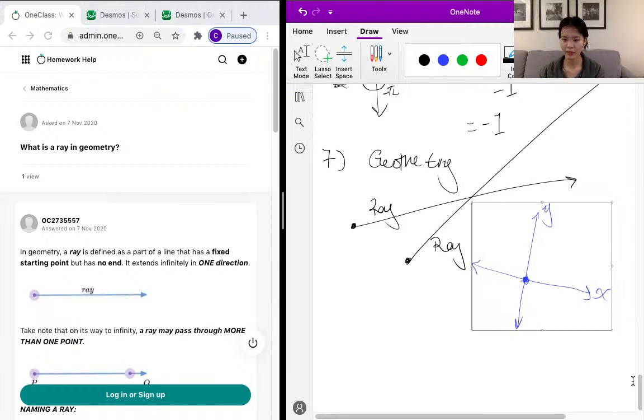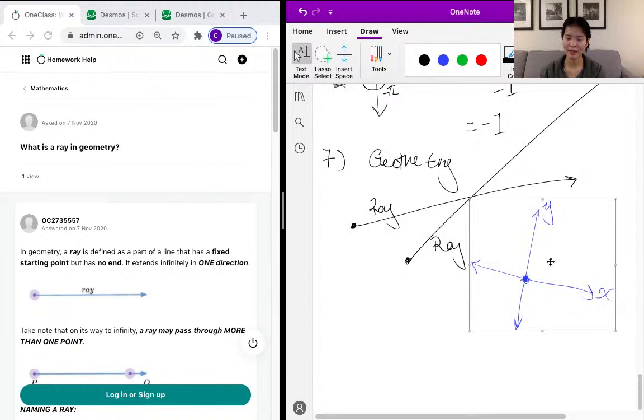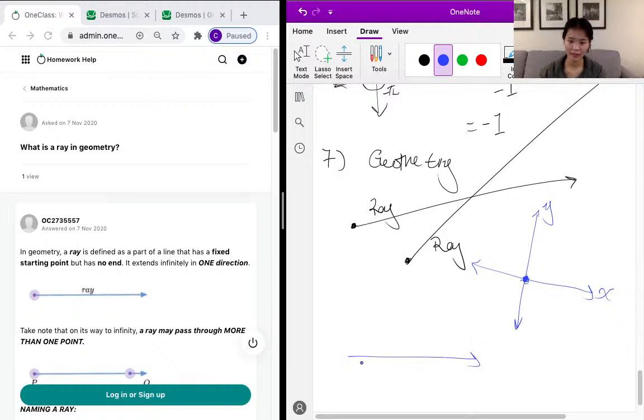Let me see if I can rotate it. Okay, I can't rotate it. Let me just redraw it. Nice. Now it's much more horizontal and vertical, because they're supposed to be horizontal and vertical versus slanted. This was a little slanted.